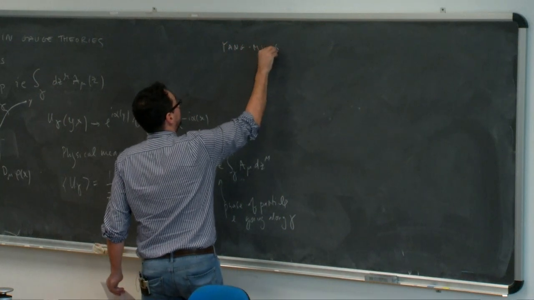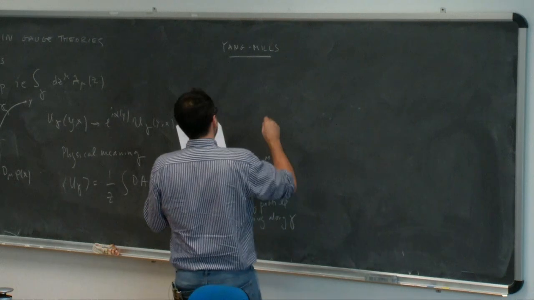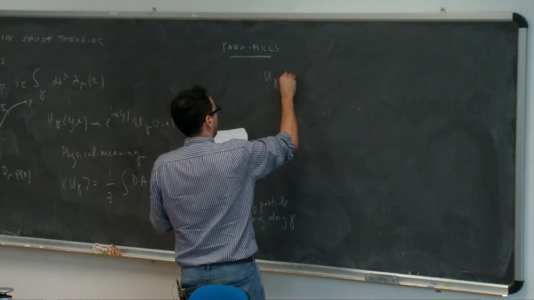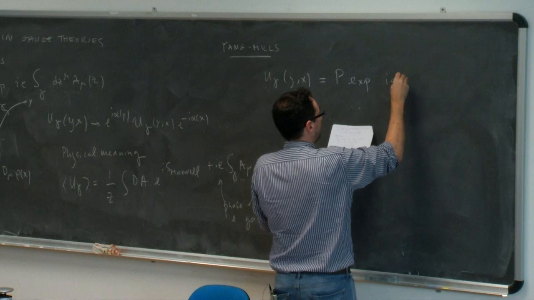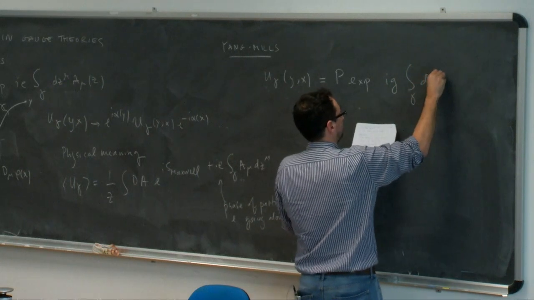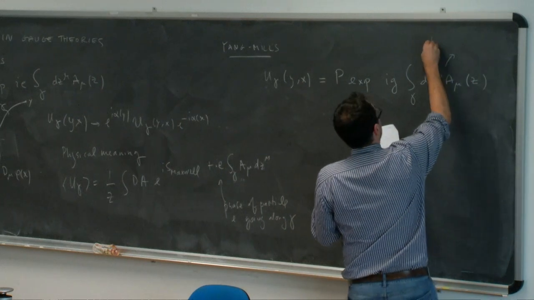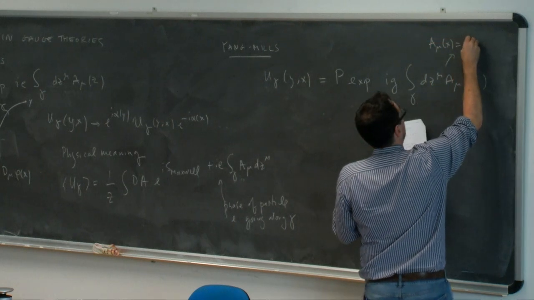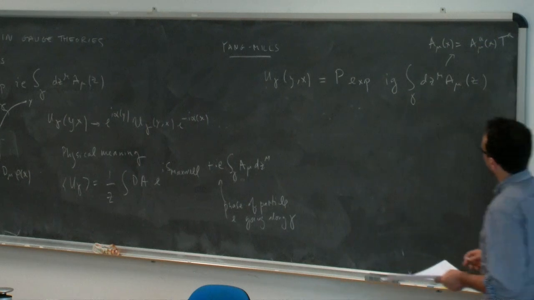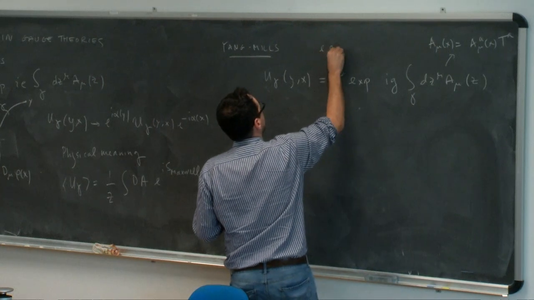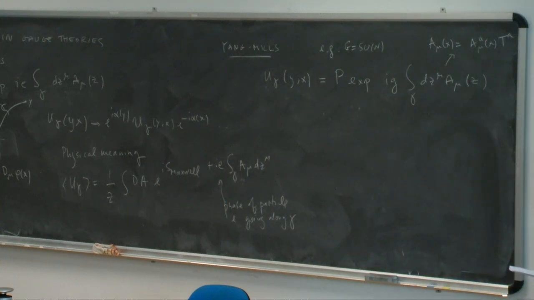Then you can go to Yang-Mills, and we want to define a non-abelian extension of this guy, so we have U_γ(y,x), which is defined as the path ordering. Now let me call g the coupling constant. And now this guy is some field A_μ^a(x) T^a, some generator of a group. So you have some group G. Most of the time, we're going to think about G as being SU(N).